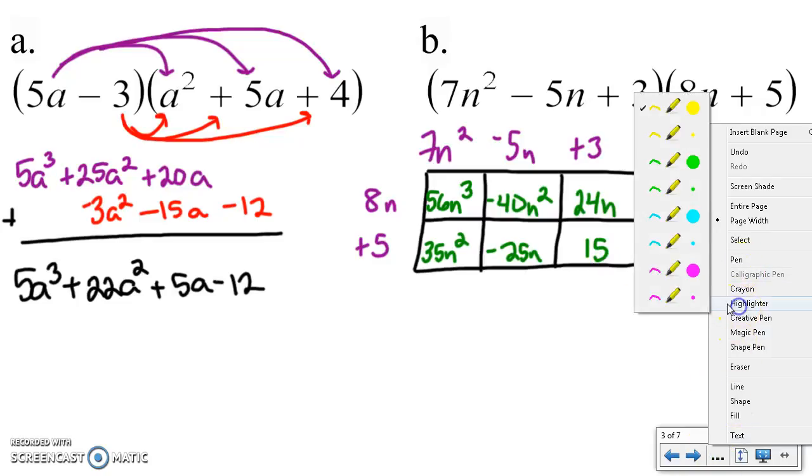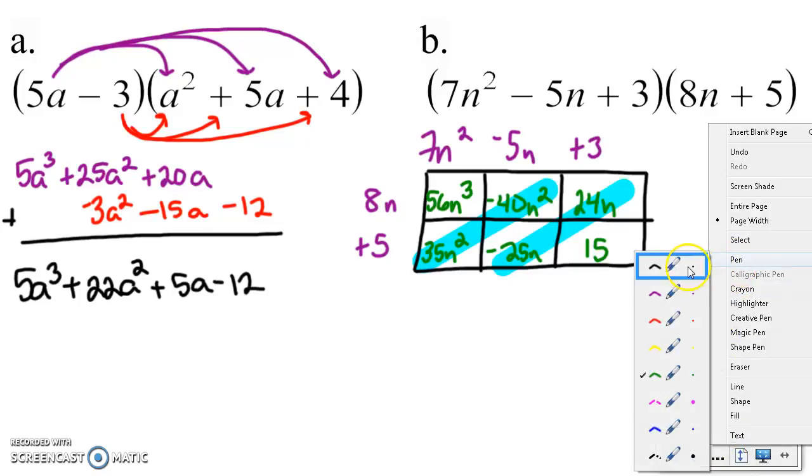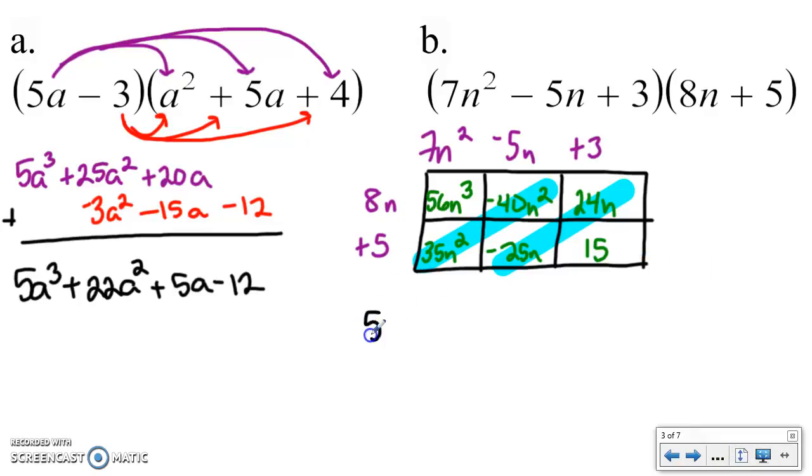Okay, hopefully you'll notice that just like yesterday, our like terms kind of show up on diagonals. So I'm going to combine each of those pairs of terms together to get my final answer. So my 56 n to the 3rd is just going to come straight down. And then 35 and negative 40 gives me negative 5 n squared. Negative 25 and 24 gives me negative 1 n, and you can put the 1 there. And then my plus 15 comes straight down.